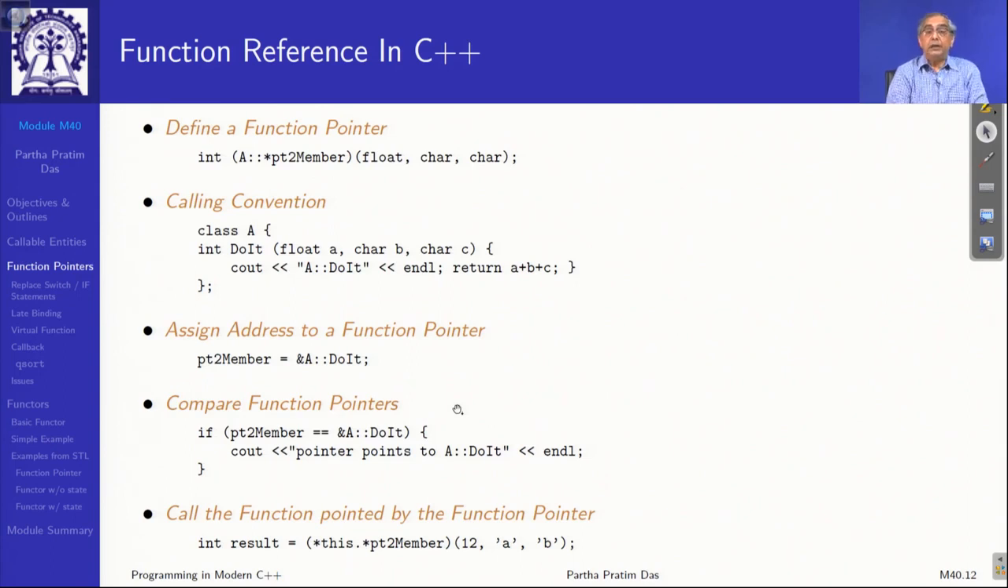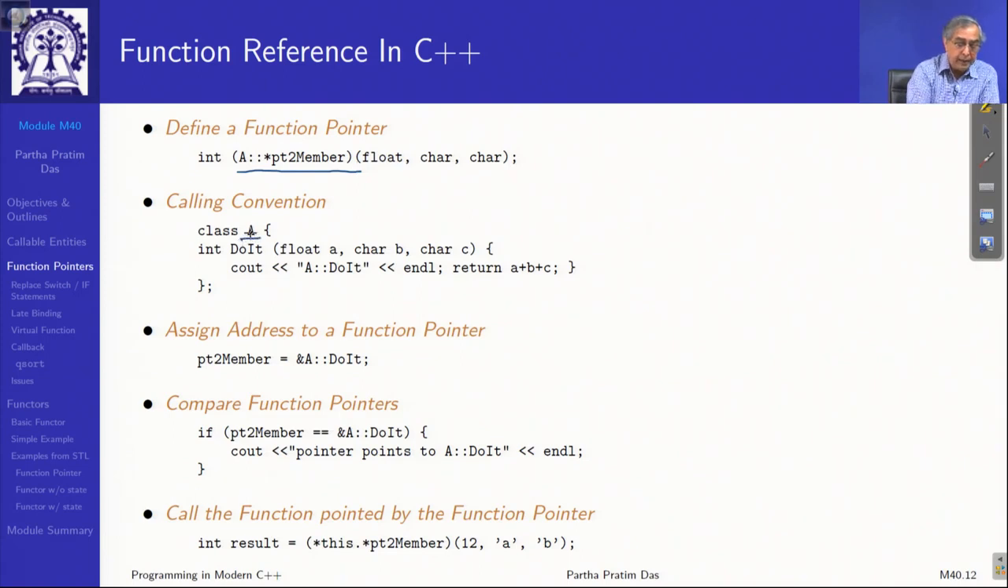How about in C++? In C++, you can have function pointers as well as function references. So, you can have function pointers like you had in C, but you can also have function pointers of a certain specific class, a class member. So, you are saying that this is a function pointer, A::*PT2Member, says that PT2Member is a function pointer to a member function of class A, because a member function of class A only can be referred to as A::, where A is some class.